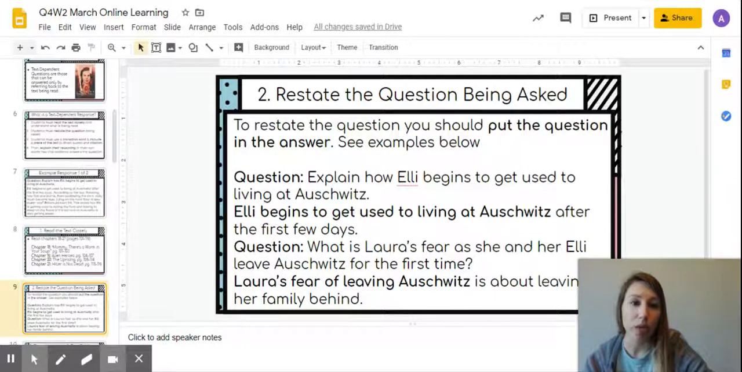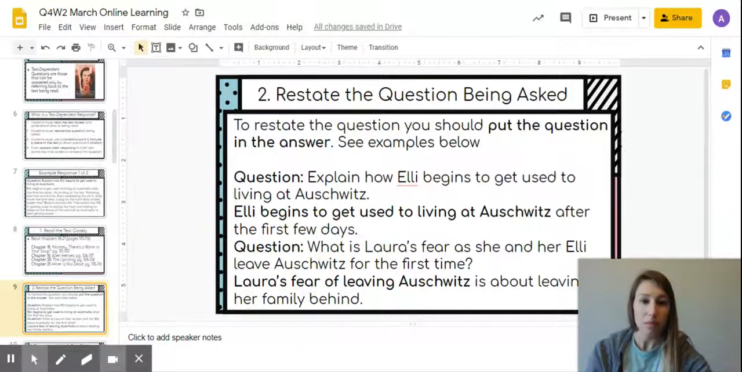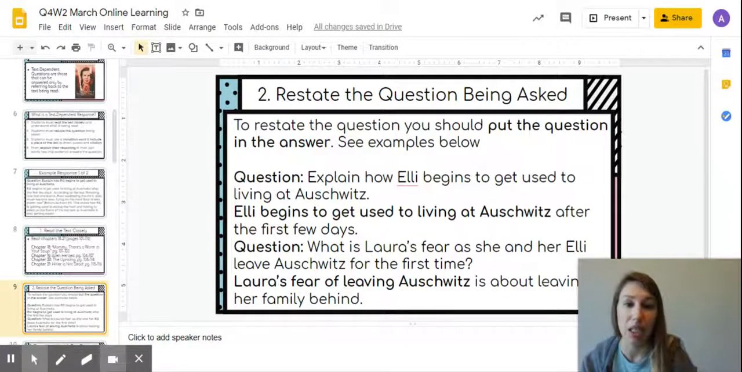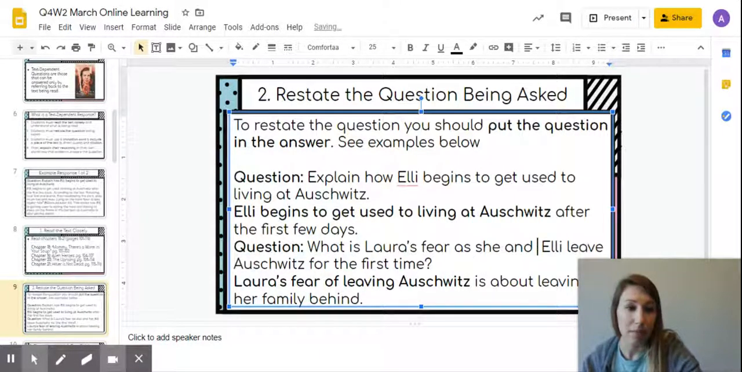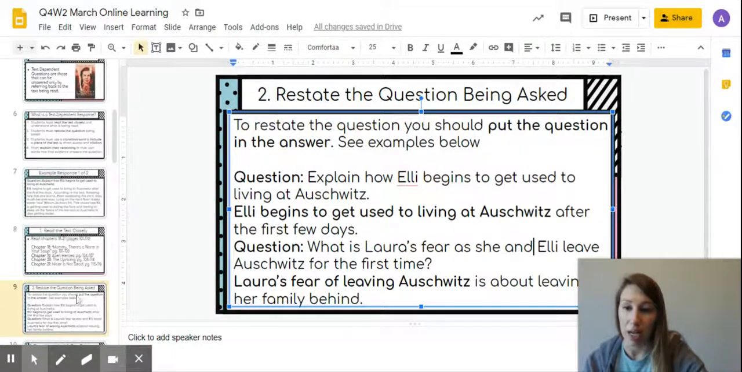So to restate the question, you should put the question in the answer. And here's a couple more examples. Explain how Ellie begins to get used to living at Auschwitz. Ellie begins to get used to living in Auschwitz after the first few days. The next question: what is Laura's fear as she, and Ellie, leave Auschwitz for the first time? Laura's fear of leaving Auschwitz is about leaving her family behind.